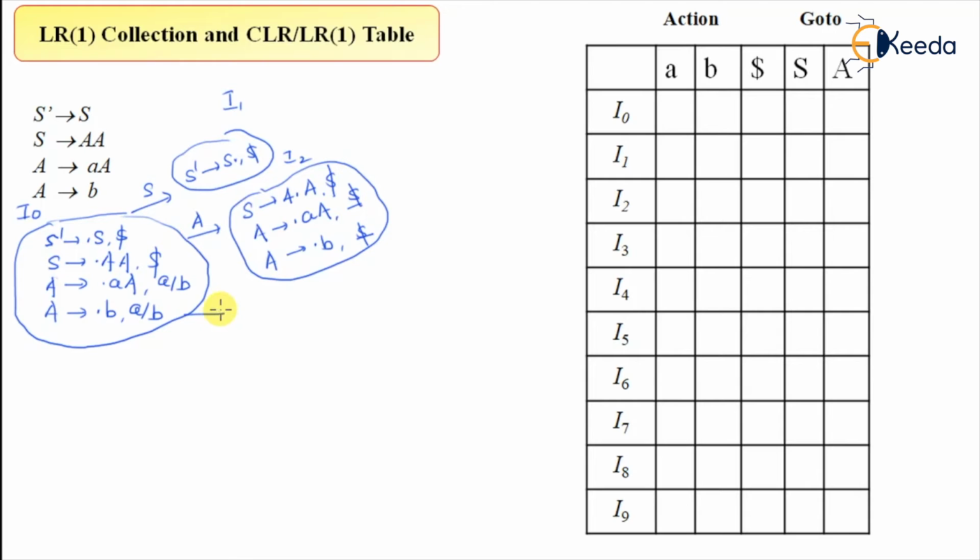On input small a, derives a dot A, and just copy the follow symbol. Here we don't calculate anything. If there is a and b, we'll write a b. If there is a dollar, we'll write dollar. Dot is in front of A, and I'll include the productions A derives dot AA and A derives dot B. After A nothing is there, so I'll just write the follow set as it is, a or b. This is your I3 state.